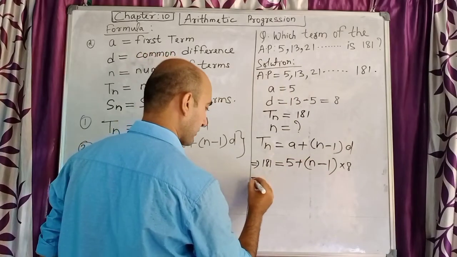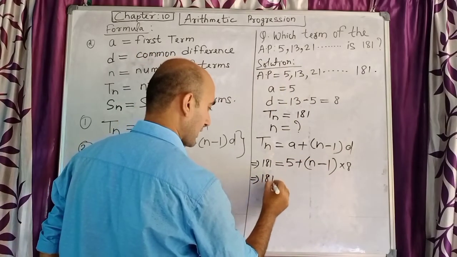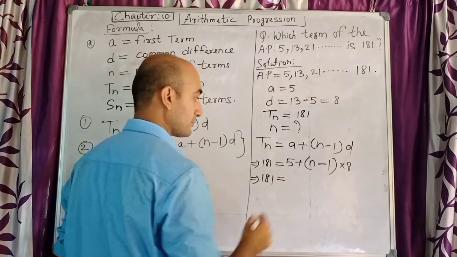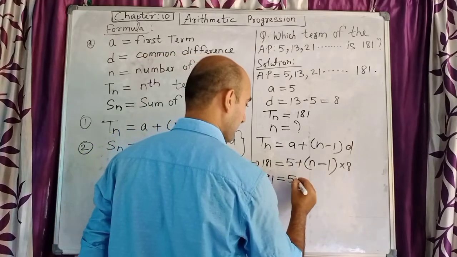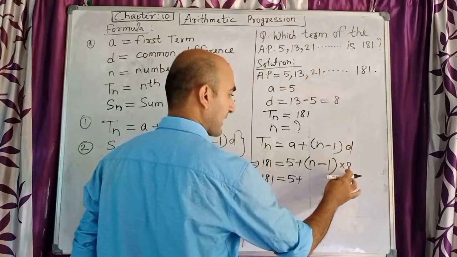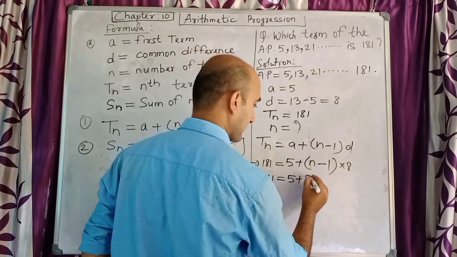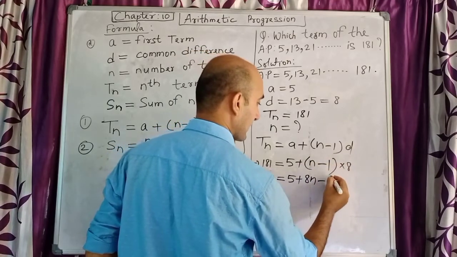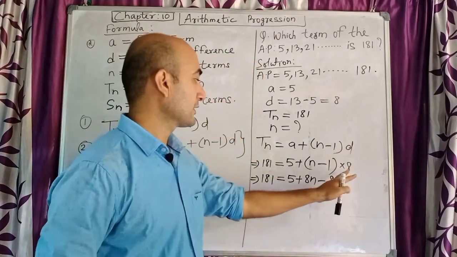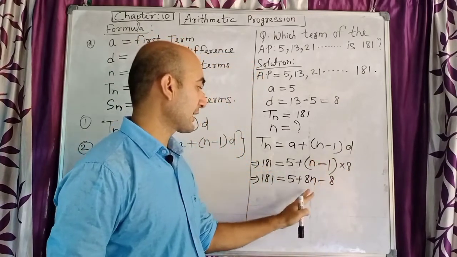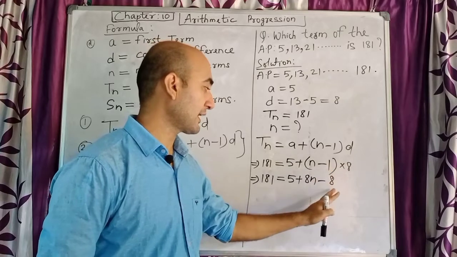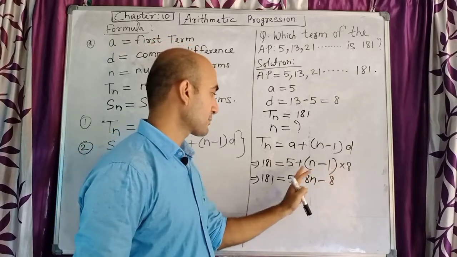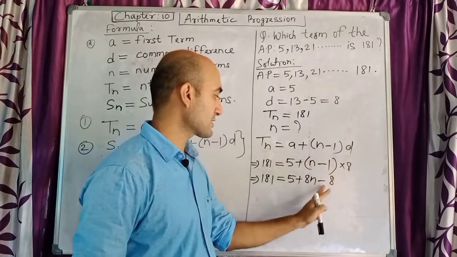Now we will try to find the value of n. So 181 equals 5 plus, now multiply 8 with n, 8n, plus into minus is minus, 8 ones are 8. Point to be noted here, this 8 will multiply with n, 8n, and 8 will multiply with 1, 8 ones are 8, and this plus also, plus into minus is minus.